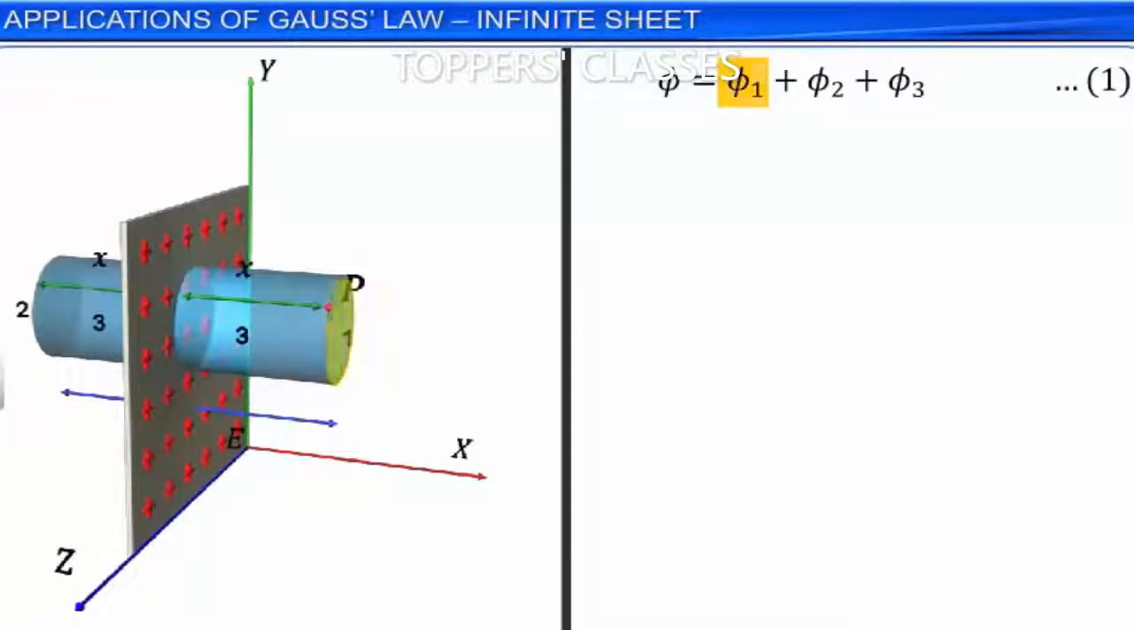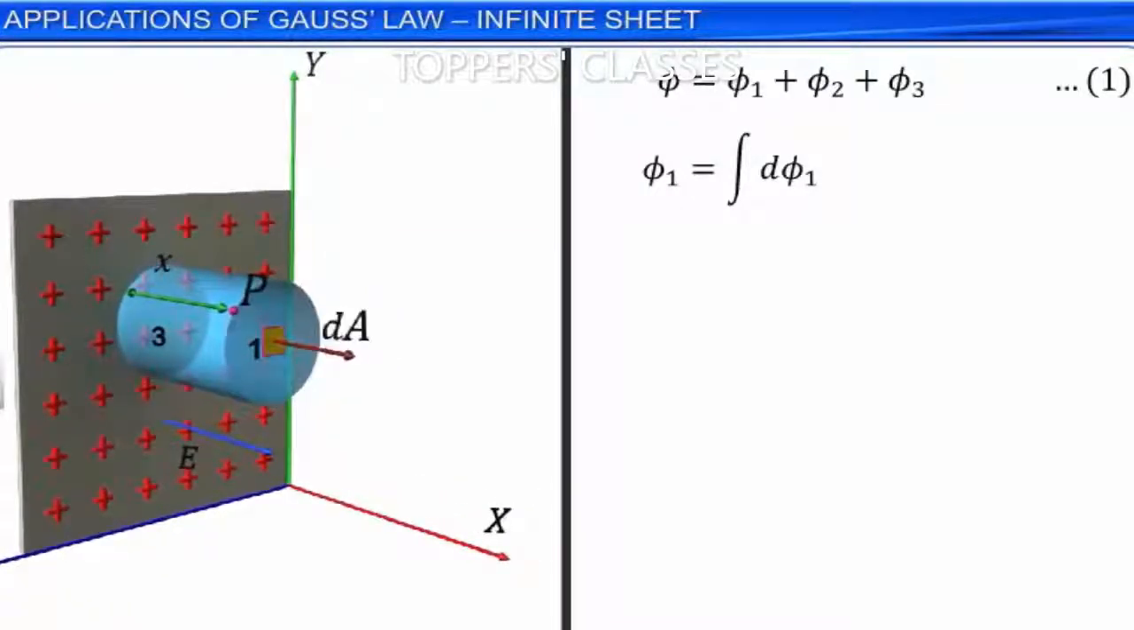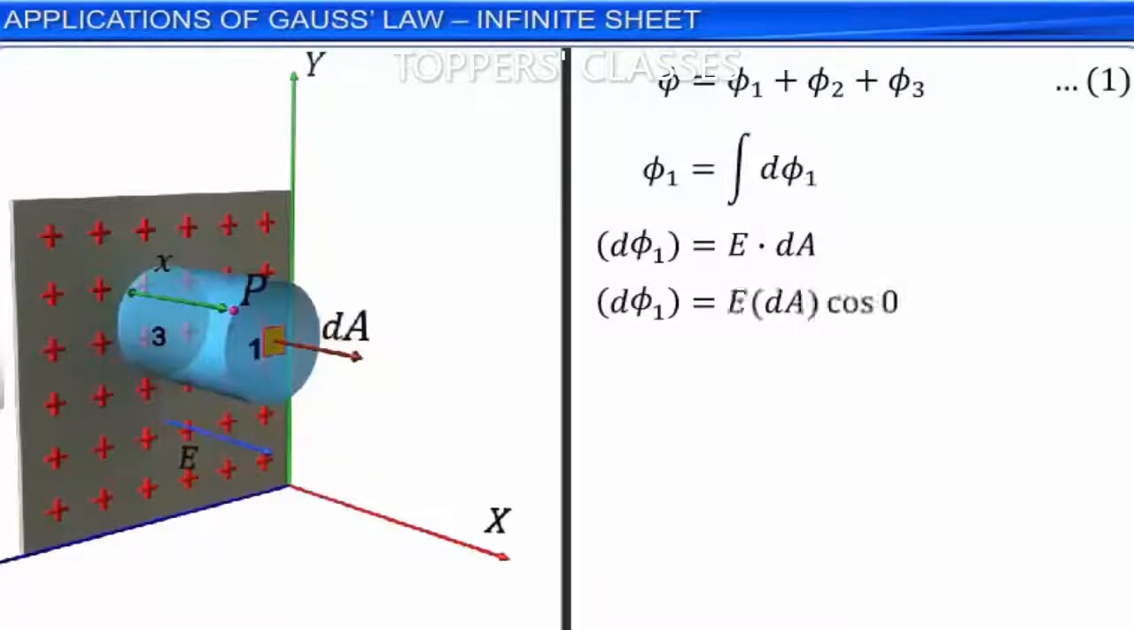Let us first calculate the electric flux phi 1 through surface 1. According to Gauss law, we can write phi 1 equal to integral d phi 1. Here, d phi 1 is the electric flux through a small element of area dA on surface 1. d phi 1 is equal to E dot dA, where E is the electric field strength at the local element considered, and dA is the area vector with respect to the local element considered. Since E and dA are parallel to each other, E dot dA is equal to EdA cos 0, which is equal to EdA. Let this be equation 2.